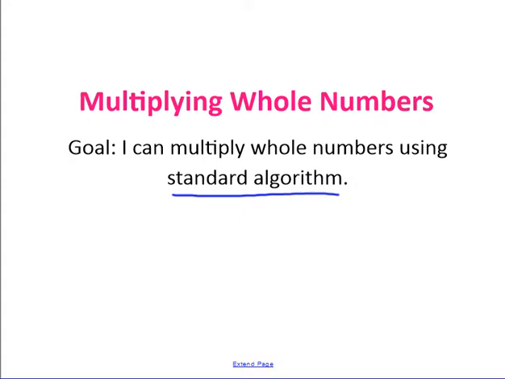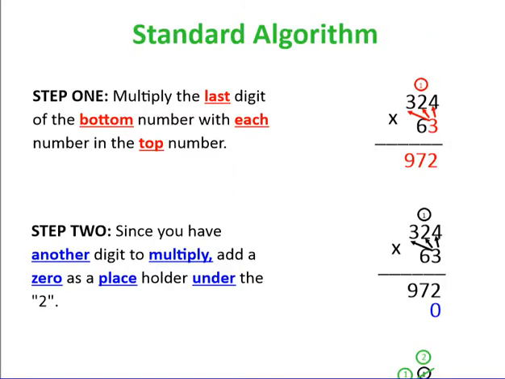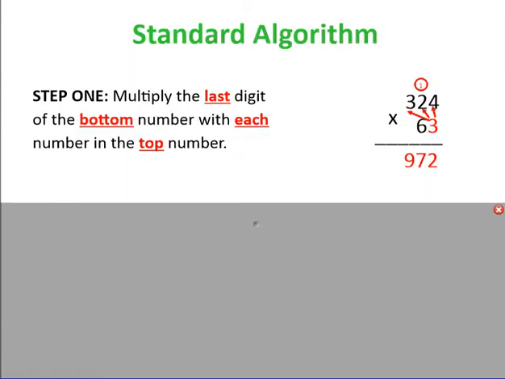Okay, so let's go ahead and get started. So, like I said, there's many different ways to multiply whole numbers, but it's important to know how to use standard algorithm. This is a picture of using standard algorithm, and I'm going to show you the steps in our next slide. So, step 1 in standard algorithm. Our problem here is 324 times 63. So what you're going to do is you're going to multiply the last digit of the bottom number with each digit of the top number. Now let me show you what that looks like here.